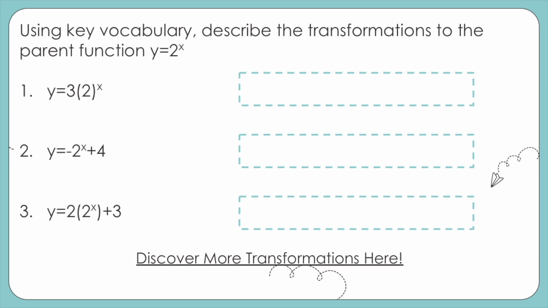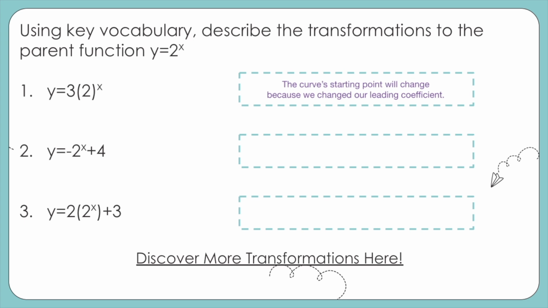So here we've got to use key vocabulary to describe the transformation to the parent function y equals 2 to the x power. So in the first one, we can see that 2 to the x power is still there, but we've changed the leading coefficient to 3. Therefore the curve's starting point will change because we changed our leading coefficient.